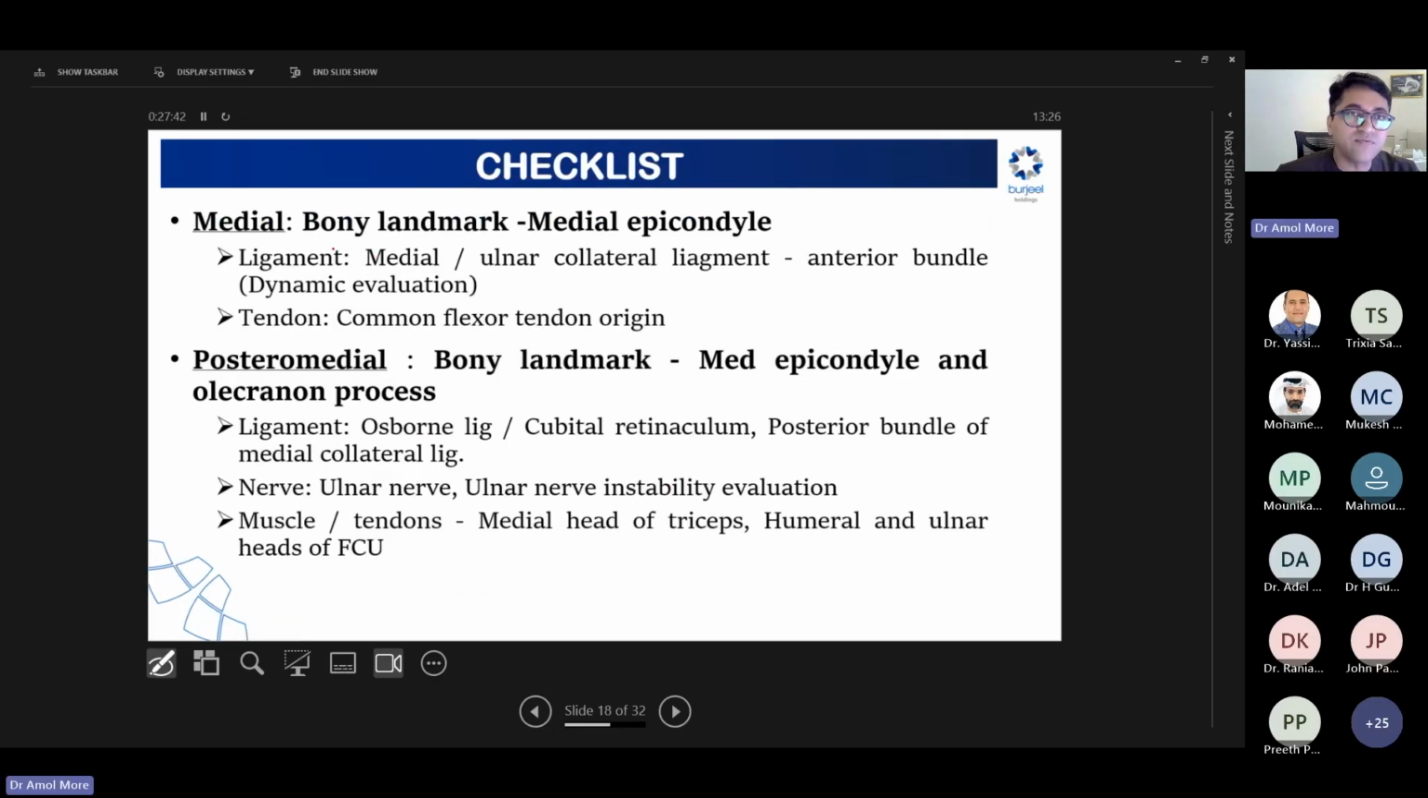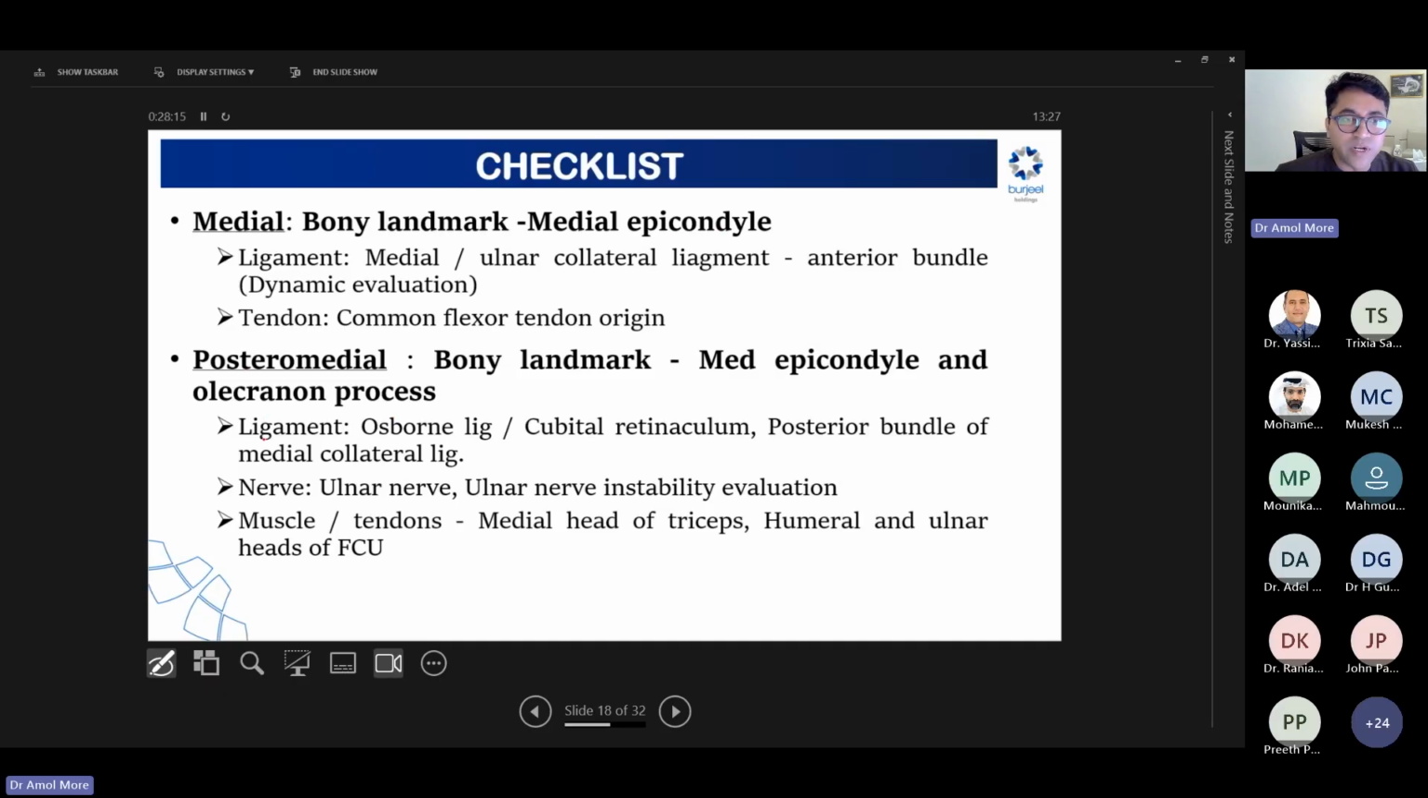The checklist for the medial elbow: the ligament is the ulnar collateral ligament, the anterior bundle, which we will evaluate on dynamic evaluation as well. The tendon we will be seeing is the common flexor tendon origin. Along with the medial elbow, we will go a little posteriorly along the posterior medial aspect. The bony landmarks will be the medial epicondyle and olecranon process. For the medial elbow, our bony landmark will be the medial epicondyle.